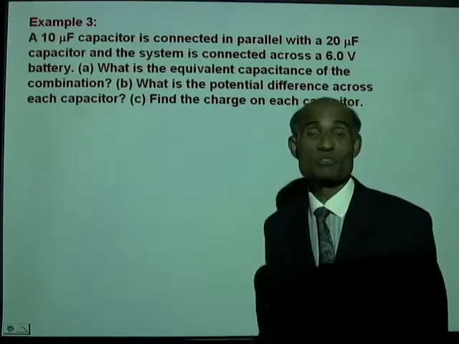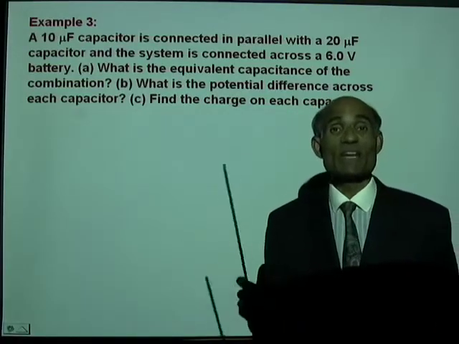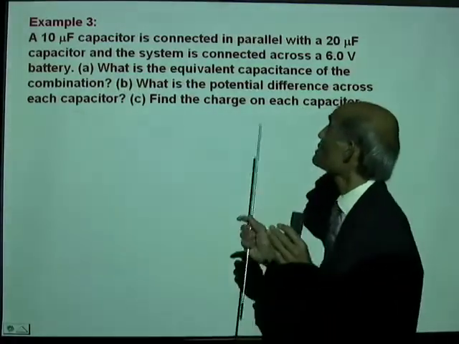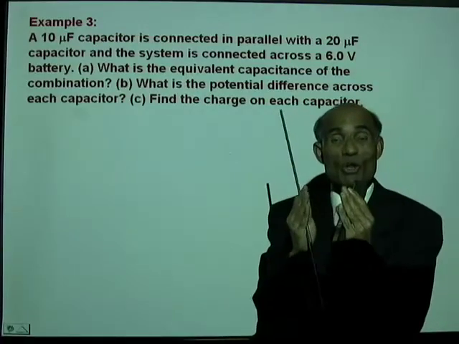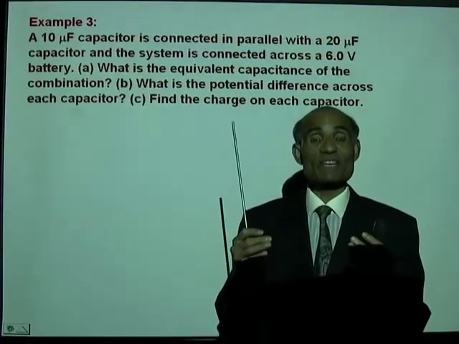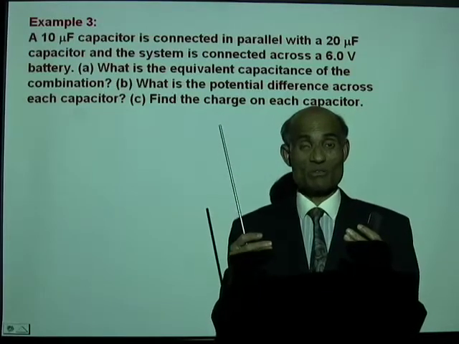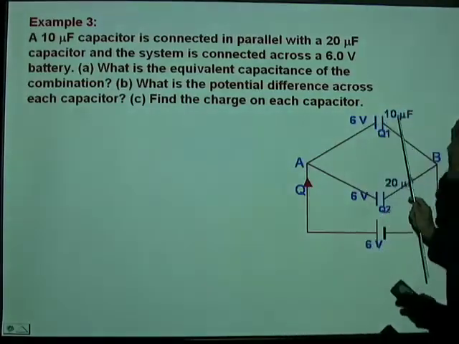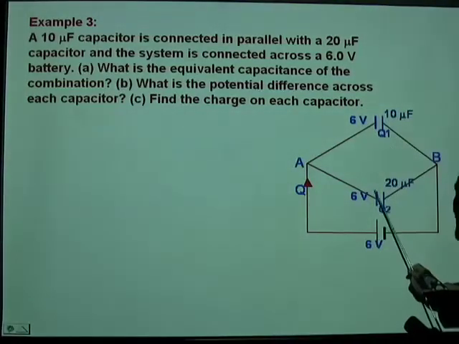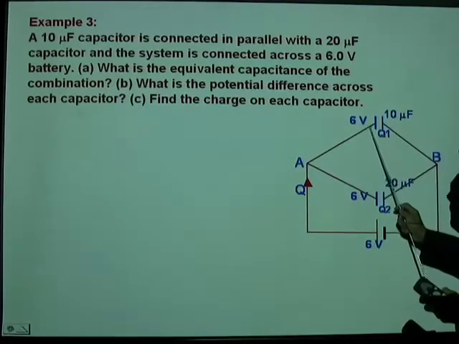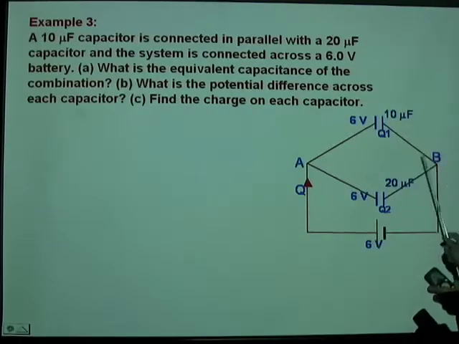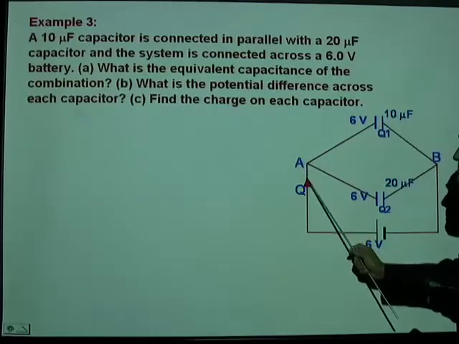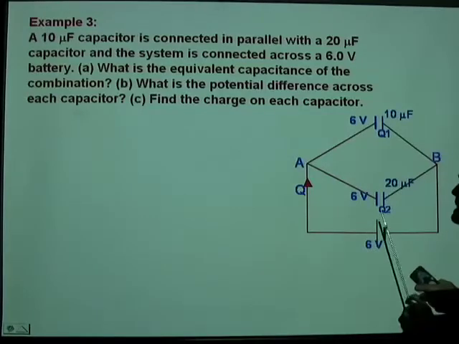Well, you have to start by drawing a diagram. How do we connect a 10 microfarad and a 20 microfarad capacitor in parallel, and then the system across a 6-volt battery? Do you want to try it on your own? Well, that'll be nice. There you are. A 10 microfarad and a 20 microfarad are connected between 2 points A and B. That is what a parallel connection means. And the battery is connected between A and B.